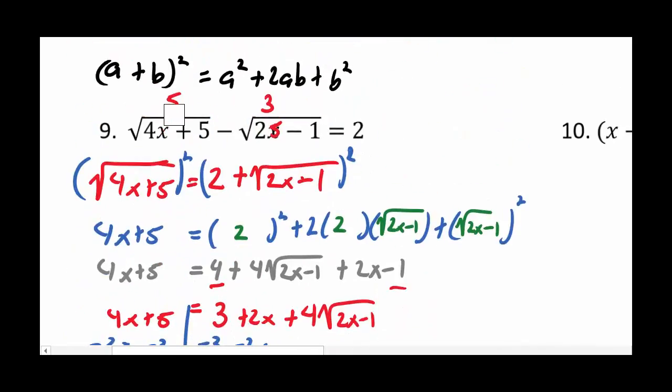So let's replace that with a 1. All right, so 4 times 1 is 4, plus 5 is 9. So square root of 9 is 3. 2 times 1 is 2 minus 1, so that's 1. Square root of 1 is 1. And 3 minus 1 is in fact 2. All right, yay!